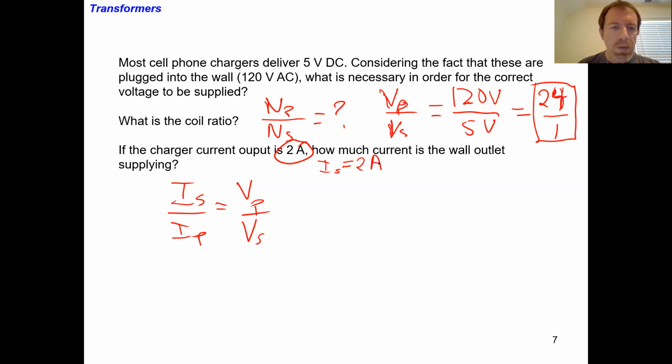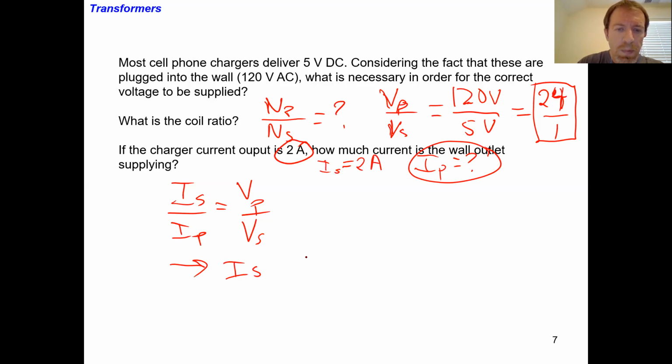Okay. It's 2 amps. I know what VP over VS is. That's 24 to 1. But let's see, what am I looking for here? I'm looking to figure out what IP is. That's my goal. Let's rearrange this equation. When we rearrange the equation, what do we get? IS is equal to VP over VS times IP. Just multiply both sides by IP.